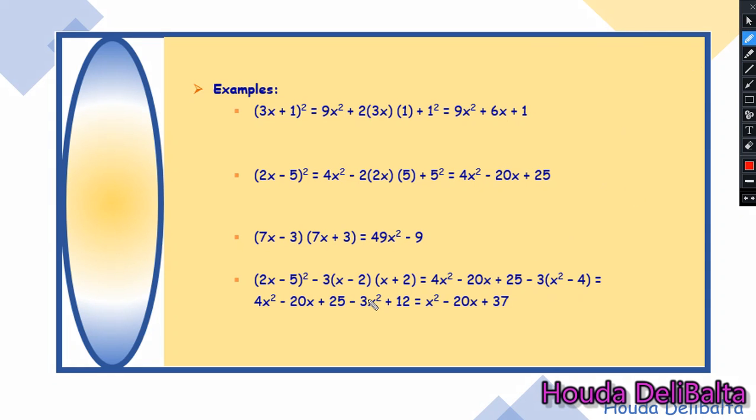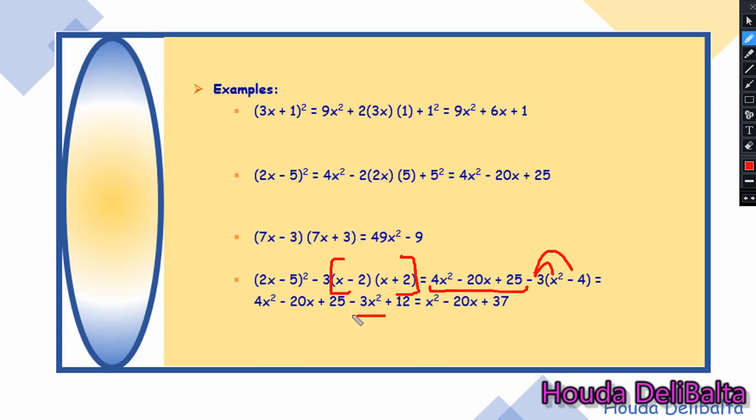Now all I have to do is to keep 3 outside and to expand these two factors using the last identity, which is the difference of two squares. Squaring of x is x squared minus squaring of the second one, which is minus 4. And then I'm going to introduce minus 3 into this factor. Then I will get 4x squared minus 20x plus 25 from these. I put them again. Minus 3x squared, and minus 3 times minus 4 is plus 12.